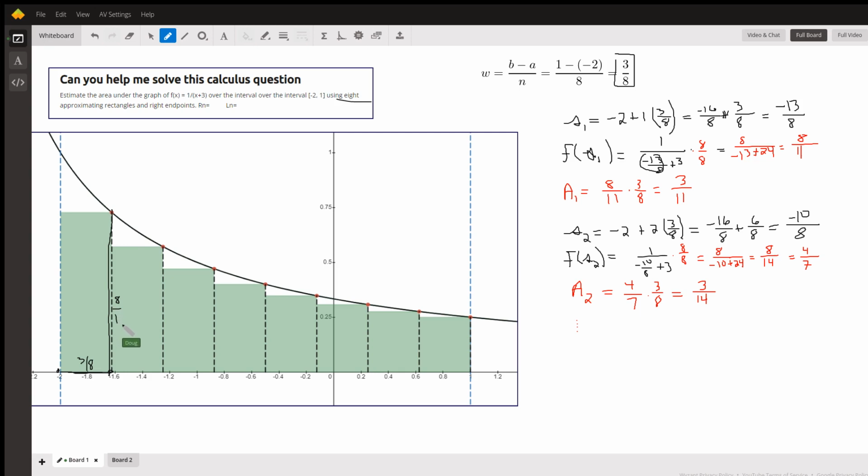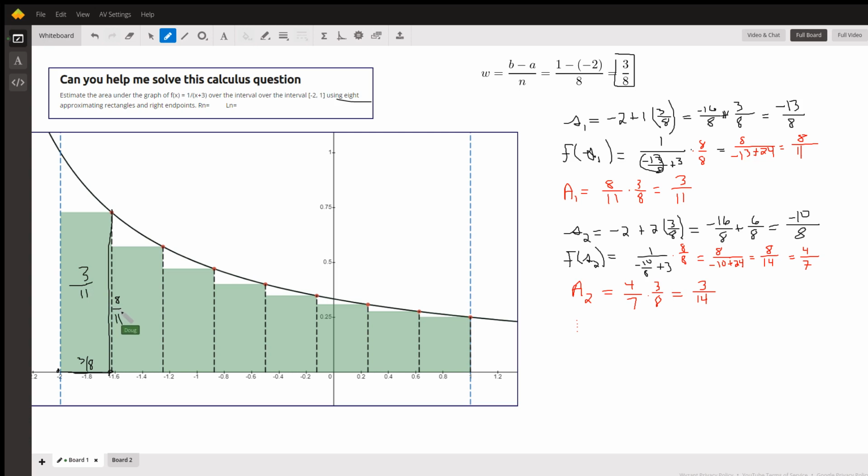And to get the area of that rectangle, we multiply length times width. So 3/8 times 8/11. The 8's cancel out. The area of this rectangle is 3/11.